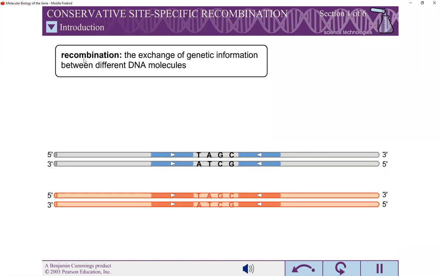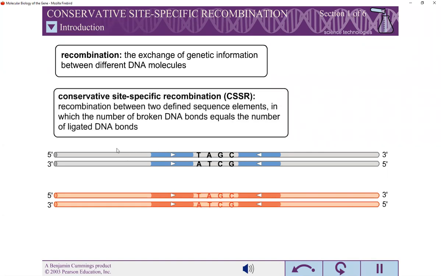DNA sequences between different DNA molecules. Conservative site-specific recombination, or CSSR, is recombination between two defined sequence elements called site-specific recombination sites. There are two families of proteins responsible for site-specific recombination: the serine recombinases and the tyrosine recombinases. These are the families of proteins that are going to cause the recombination to take place. Now, how the serine and the tyrosine recombinases are going to work, that we have to understand. So these are the two families of proteins. One is referred to as the serine recombinases.